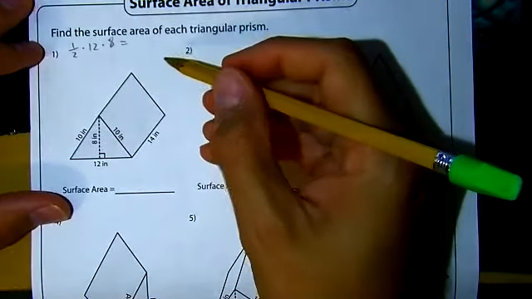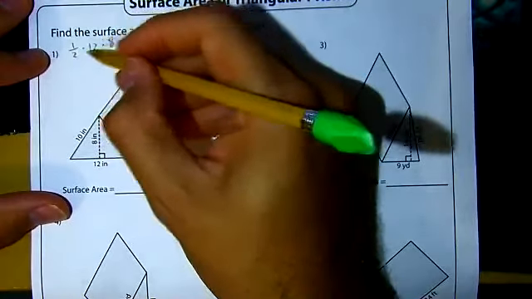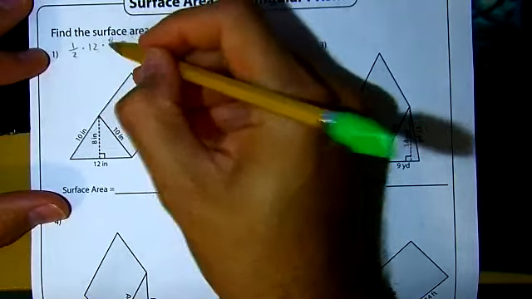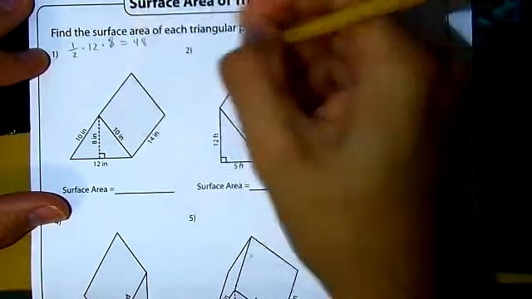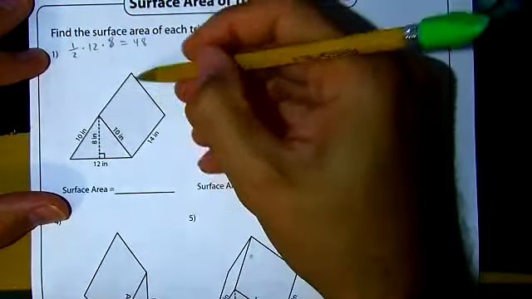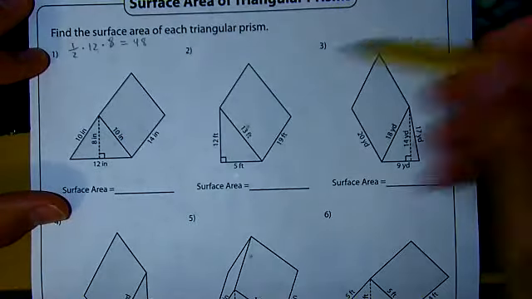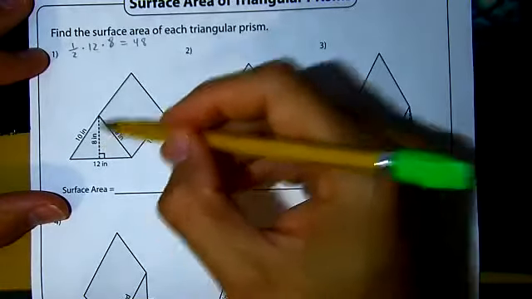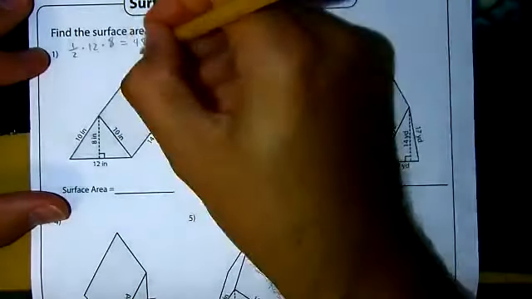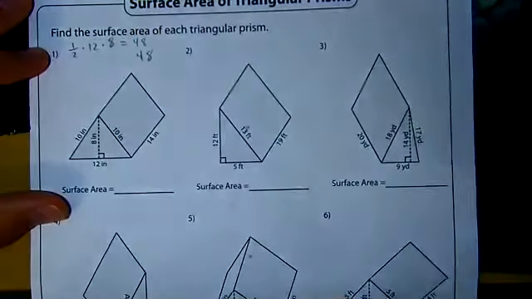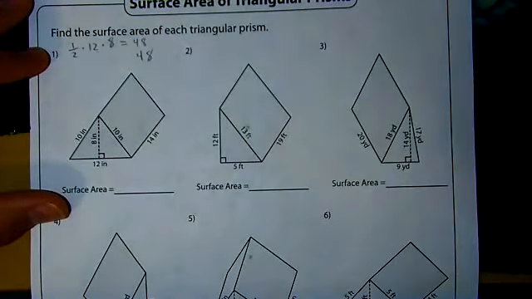Again, you can punch that in on your calculator, or you can do half of 12, which is 6. 6 times 8 is 48. We have another triangle on the back. Notice that it doesn't show it. Sometimes it does and sometimes it doesn't. You have to assume that if there's a triangle on the front, there's going to be a triangle on the back. So that's going to be another side that's 48.